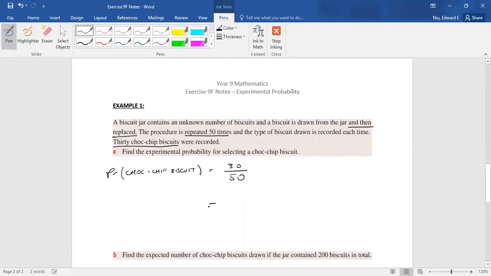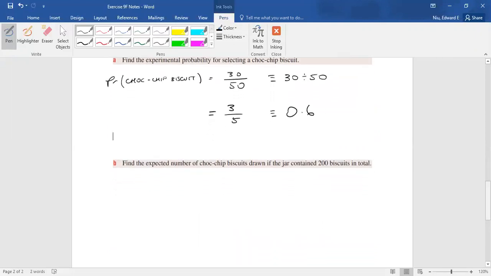Now we can simplify this and turn it into 3 on 5. Or if you go 30 divided by 50 in your calculator, so remember this is the same as 30 divided by 50 in your calculator, that's the equivalent to the fraction. If you do that, 0.6 is also acceptable. You'll understand why we need this little decimal in part B.